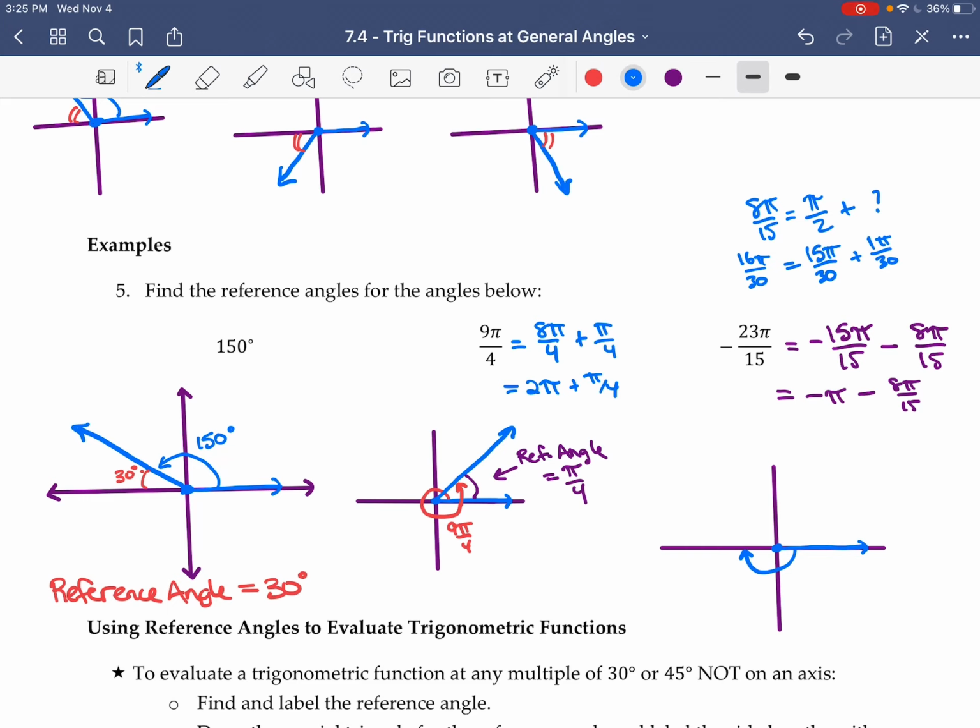Okay, so we have to go pi by 2 to get to there. And then our terminal side is going to be just a little bit bigger. Okay, so that's pi by 30. So that means that this angle here is our reference angle. And it's going to be pi by 2 minus pi by 30.